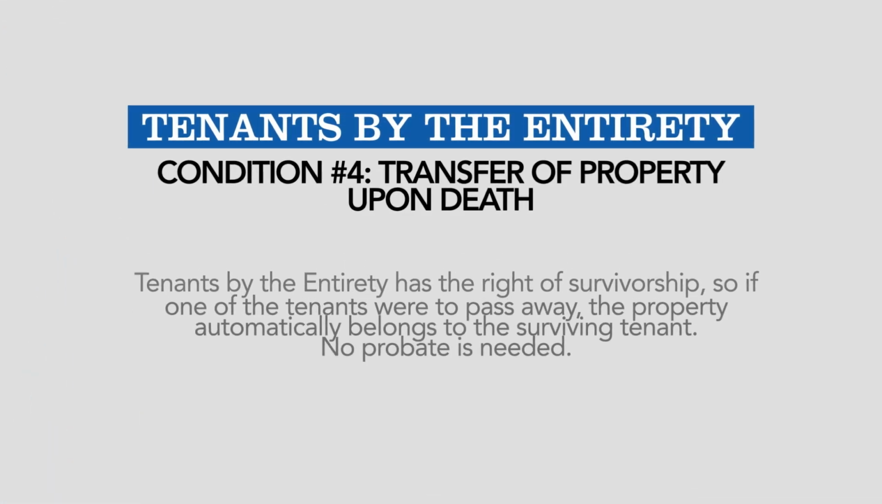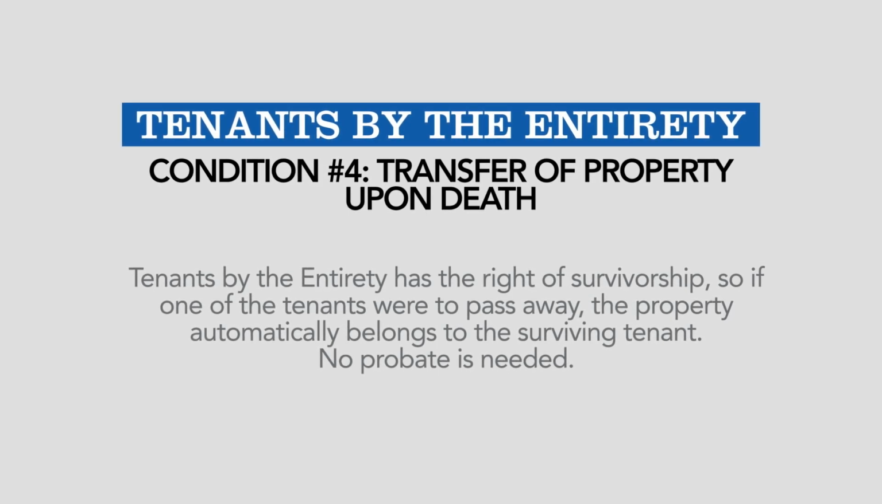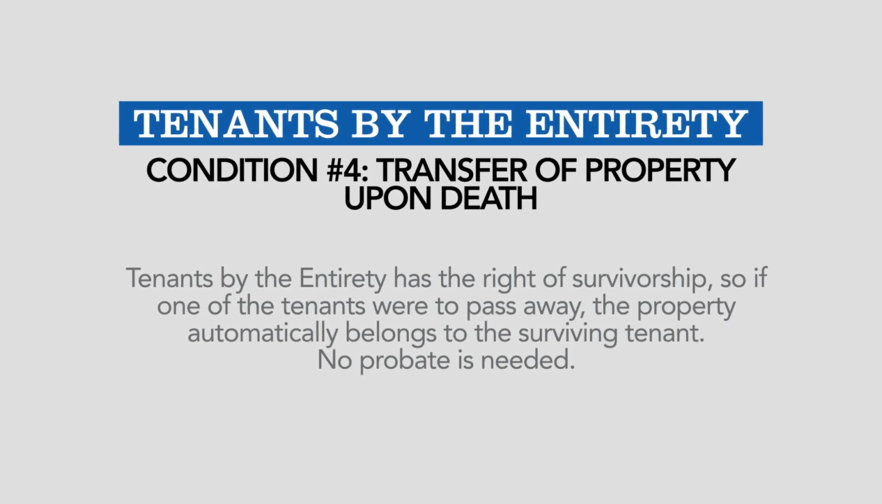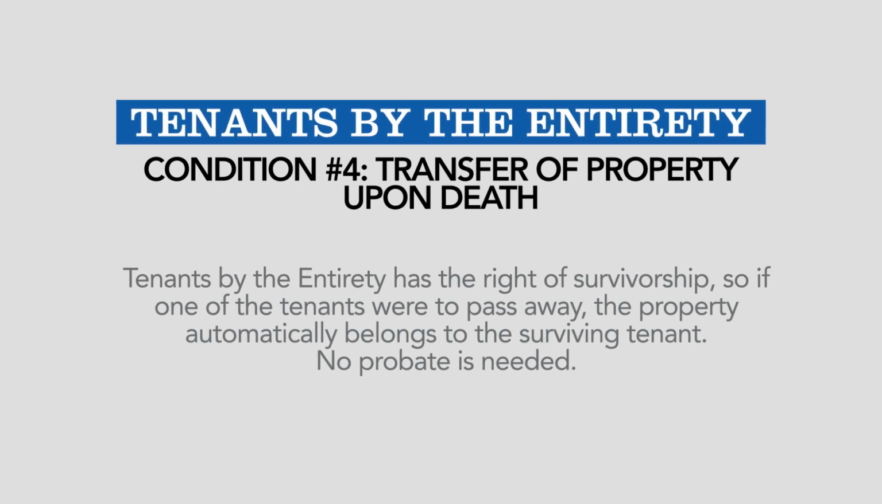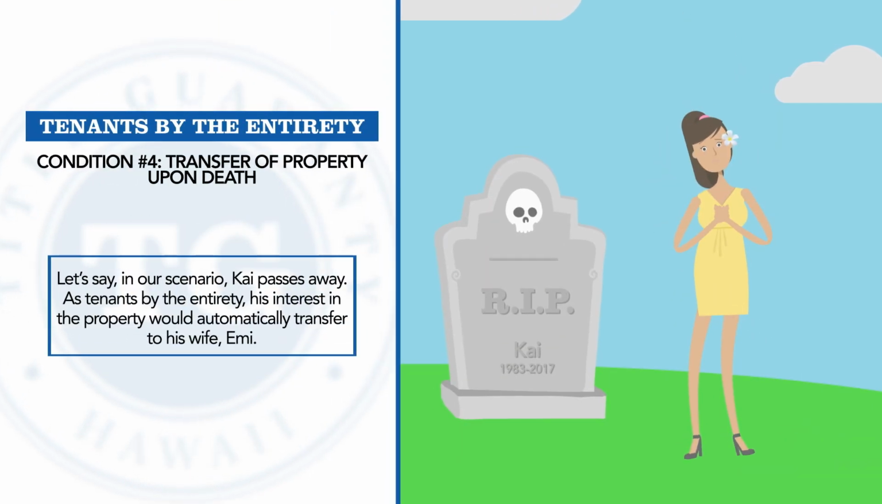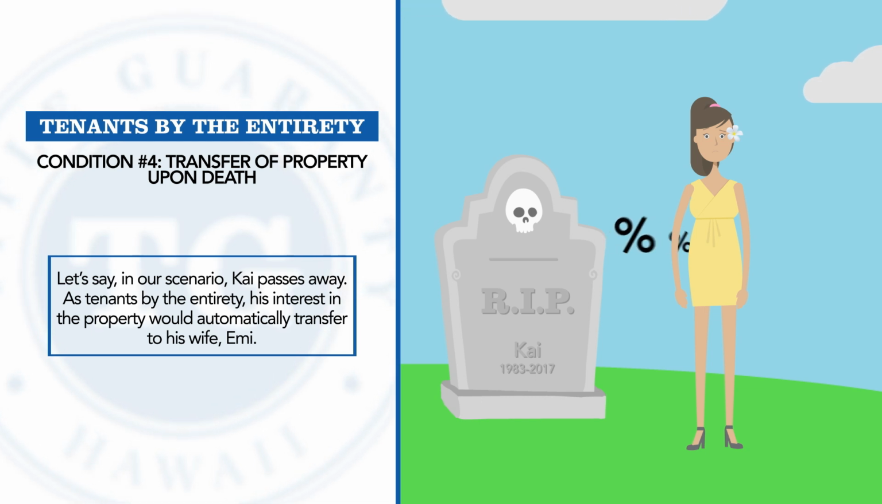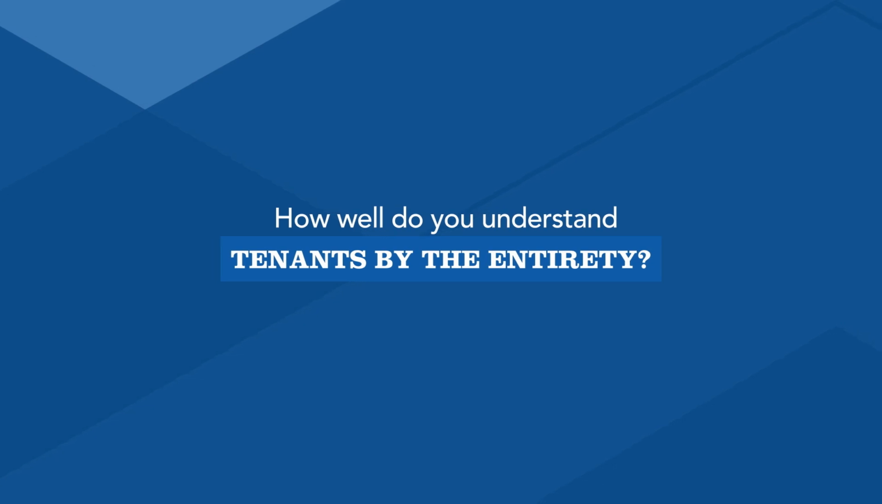Tenants by the entirety has the right of survivorship. So if one of the tenants were to pass away, the property automatically belongs to the surviving tenant. No probate is needed. Let's say in our scenario, Kai passes away. As tenants by the entirety, his interest in the property would automatically transfer to his wife, Emmy. So let's see how well you understand tenants by the entirety.